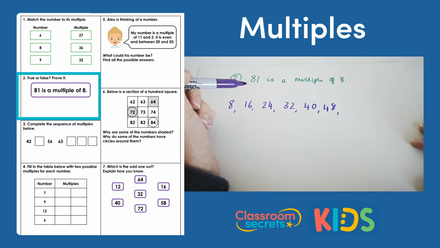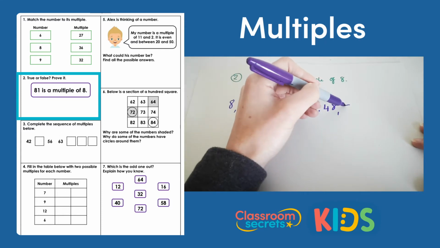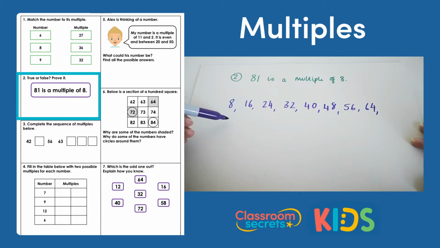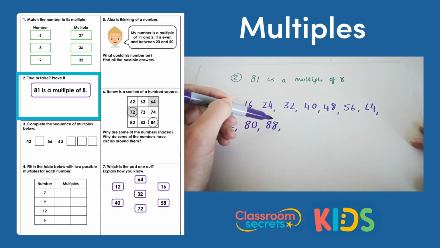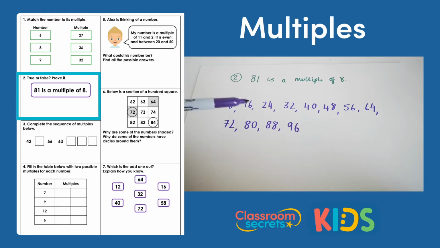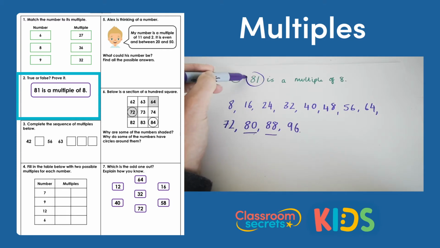After 48 we have 56, 64, 72, 80, 88, and then 96. So if we look at our multiples of 8, when we get up to the 80s, we've got 10 times 8, which is 80, and then 11 times 8, which is 88. Nowhere in the multiples of 8 do we get 81. So this statement is false.